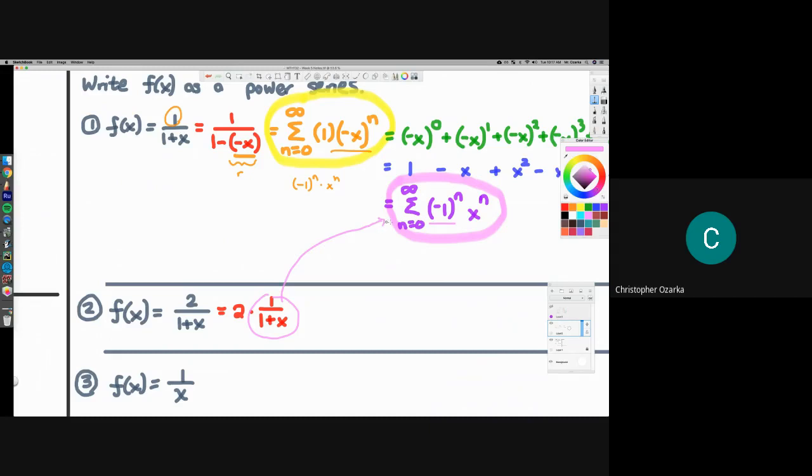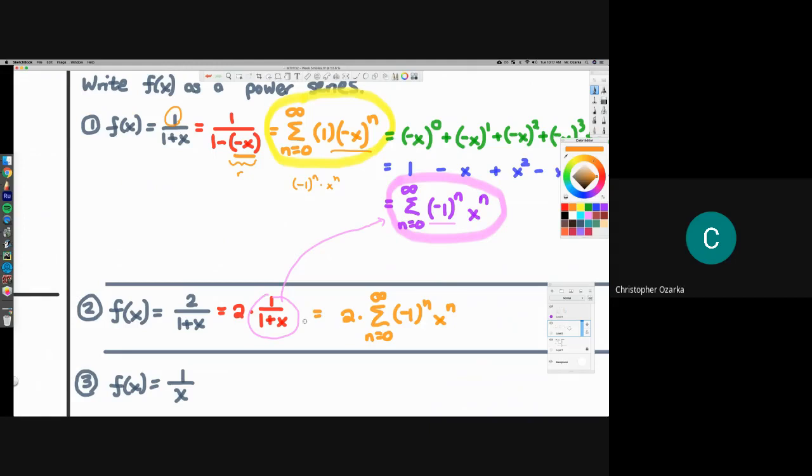Okay, so if you wanted to, again, you don't have to do this. If you want to go through all the steps, by all means, you can just substitute this in. So now this is going to be equal to 2 times the sum of n going from 0 to infinity, alternator x to the n. This still works, and I would give you full credit for it.